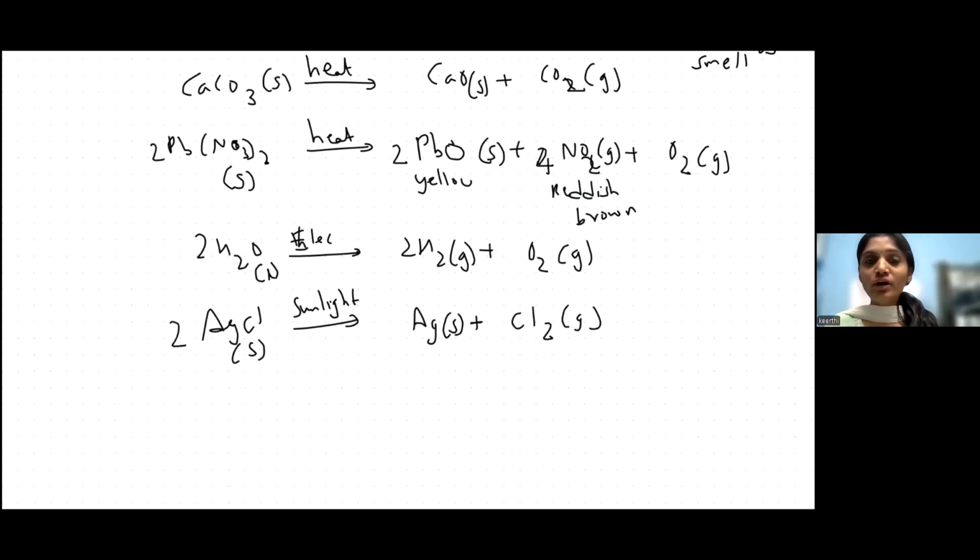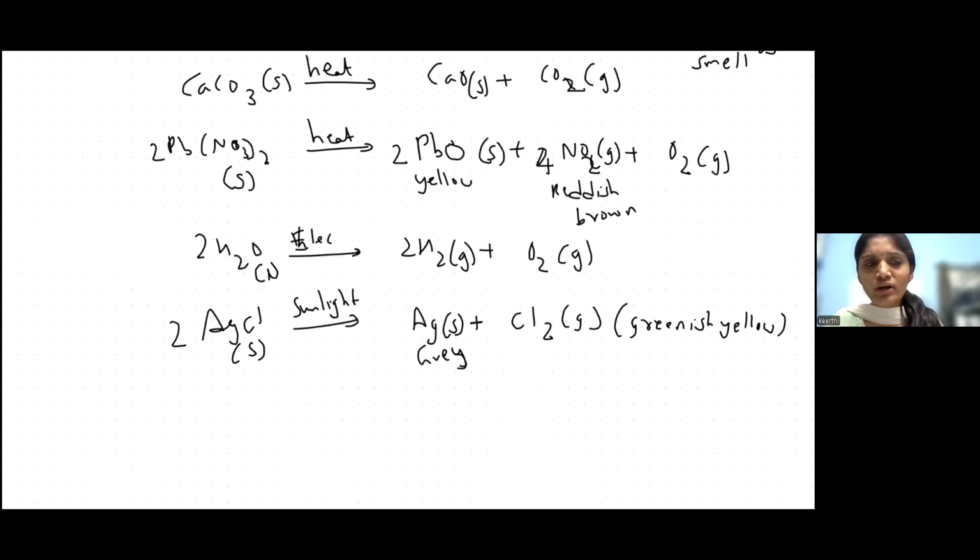Now, when you come to the colors of the gases, chlorine is a greenish yellow gas. Mostly color is not asked for chlorine gas, but it's always good to remember. Now silver is in gray color, and AgCl as usual is your white colored solid.